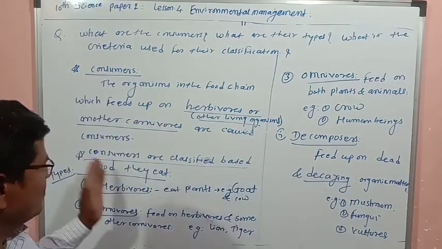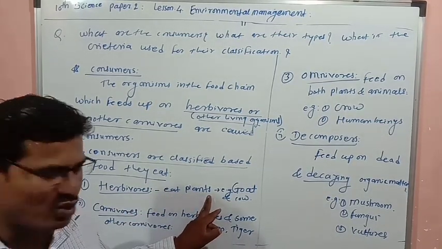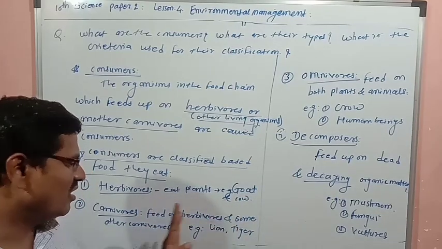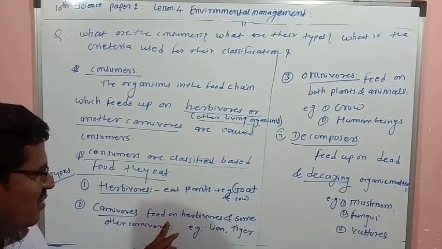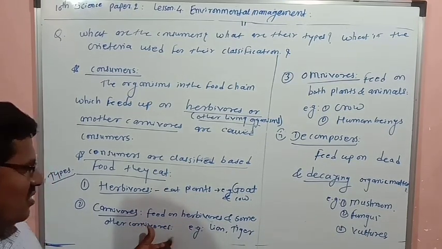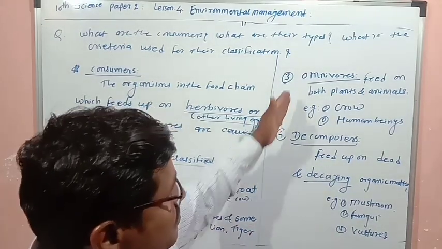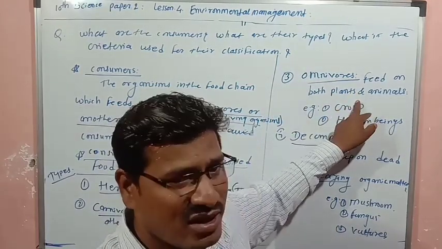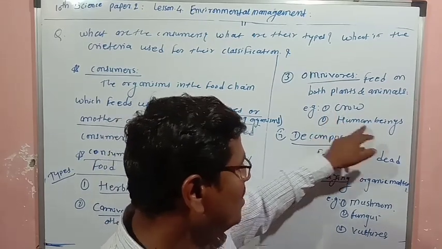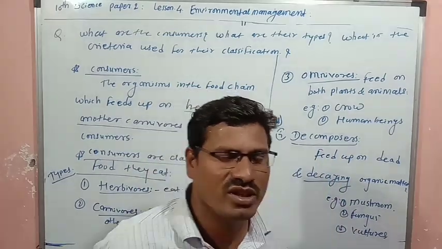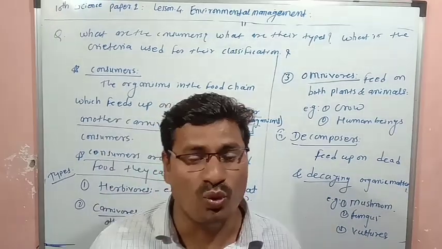Let's take one more time. Herbivores are the living organisms which feed upon plants, the producers. Goat and cow are herbivores. Carnivores feed upon herbivores and some other carnivores. Lion, tiger, wolf. Omnivores feed upon both plants and animals; crow and human beings. Decomposers feed upon dead and decaying organic matter. Mushroom, fungus, and vulture.